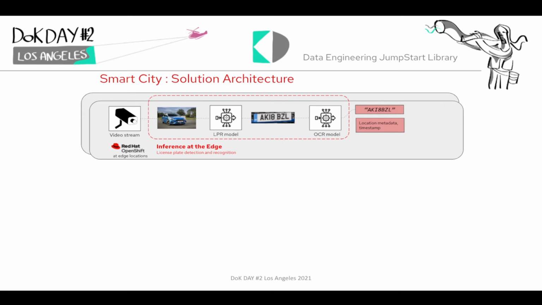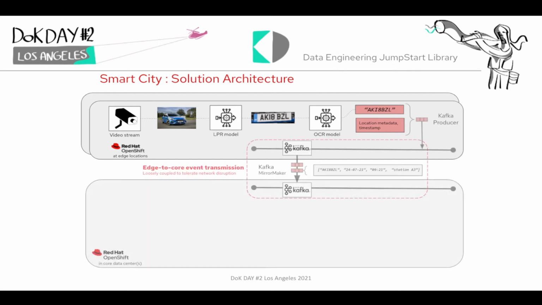As a new image enters the system, we run an LPR model, a license plate recognition model, which extracts the boundary of the image that has the number plate, and then passes this sub image into an optical character recognition model, which produces a string of the license plate. Once we have the string, we add more metadata like location and timestamp to it.